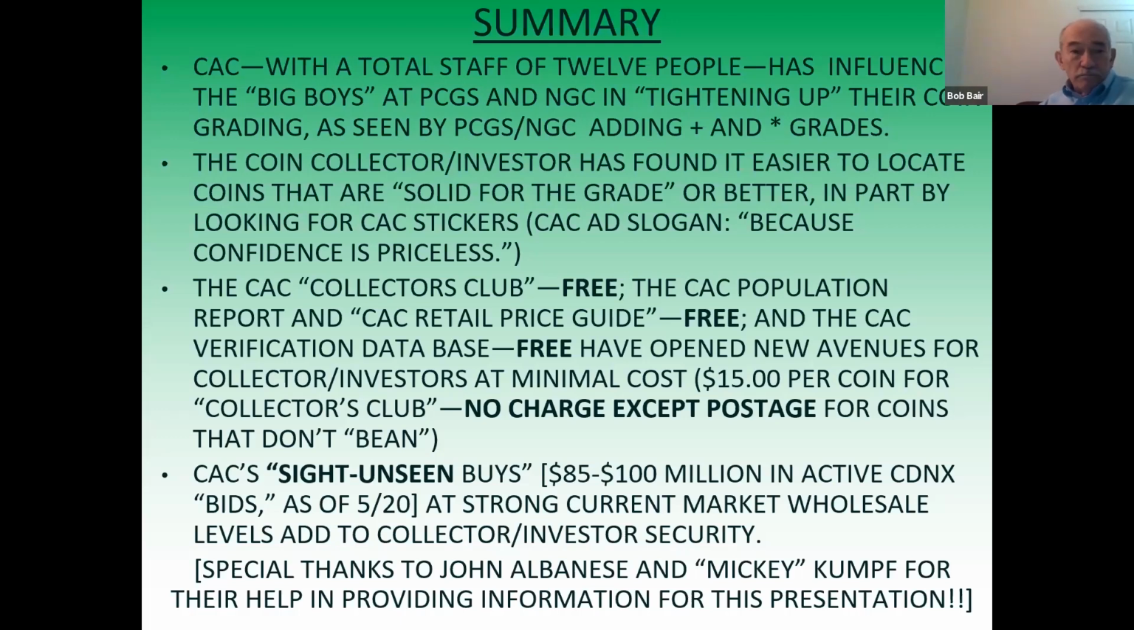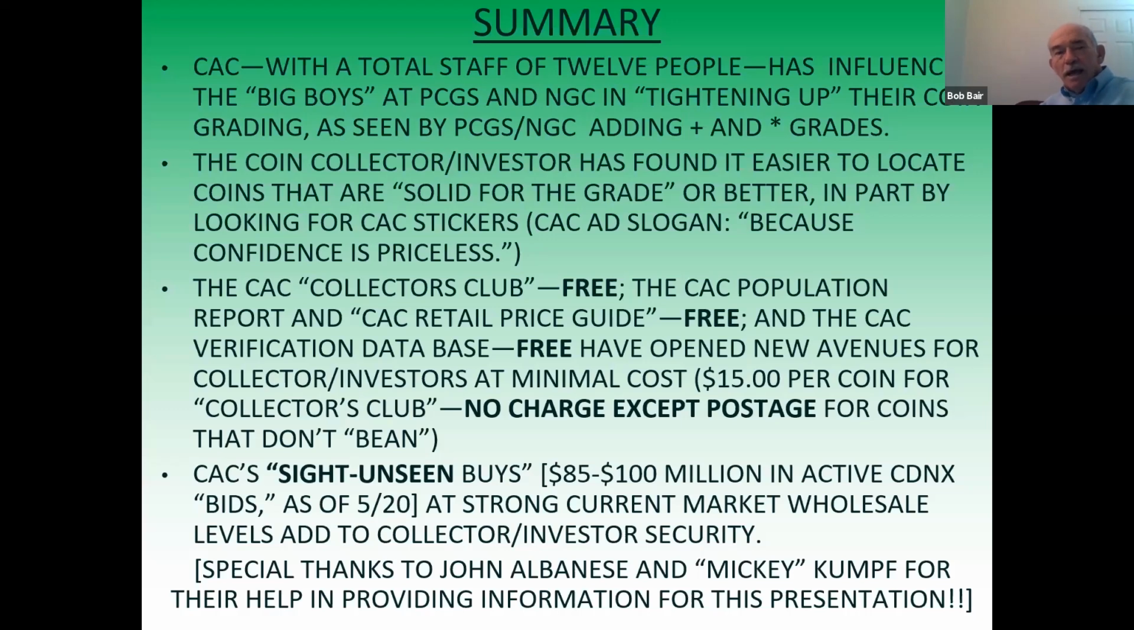Anyone who's a coin collector or an investor has found it easier to locate coins that are solid for the grade or better, in part by looking for CAC stickers. We come to that CAC ad slogan, quote, "because confidence is priceless." We come to Dennis Baker: you're not getting insurance, but you're getting assurance.